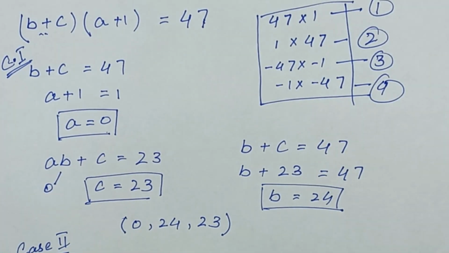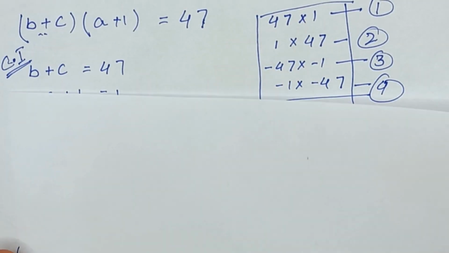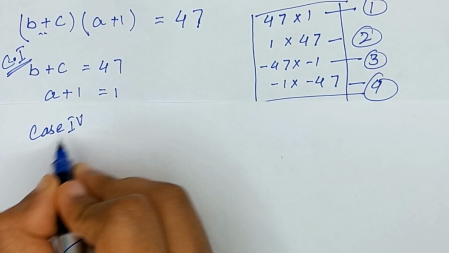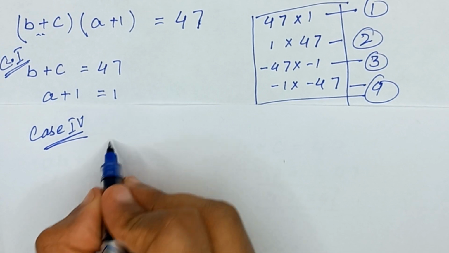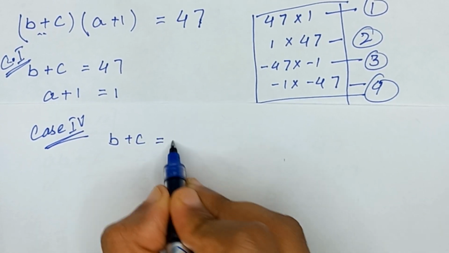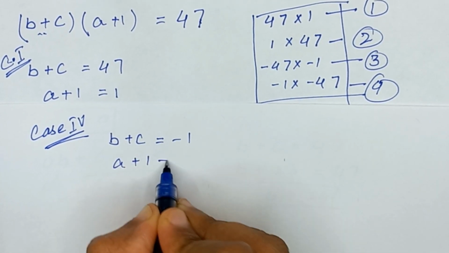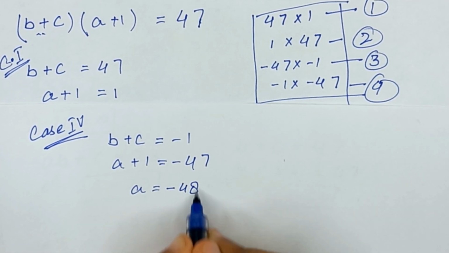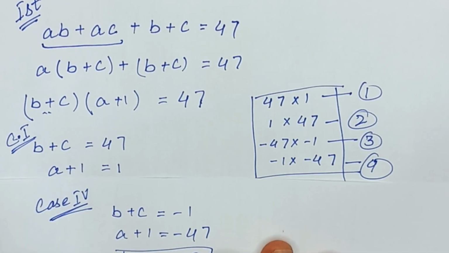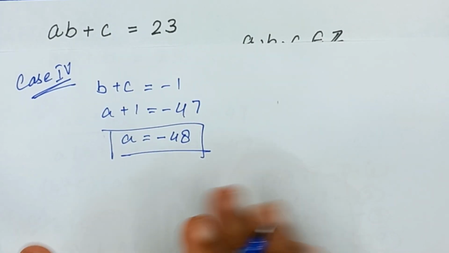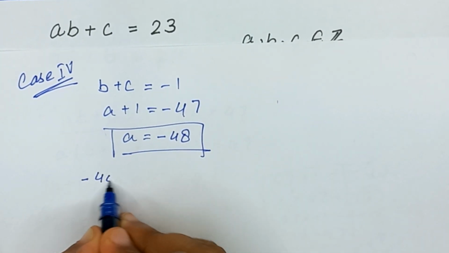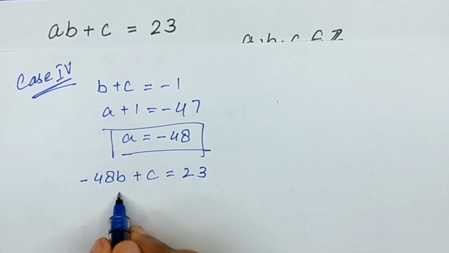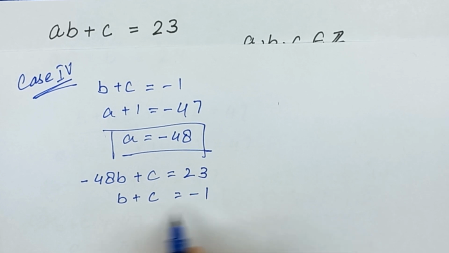Okay, now the last case, which is case 4. In case 4, we have B plus C is equal to negative 1 and A plus 1 is equal to negative 47. So from here A will be equal to negative 48. When I substitute this value of A in this equation, it will be negative 48B plus C is equal to 23, and the other equation is B plus C is equal to negative 1.